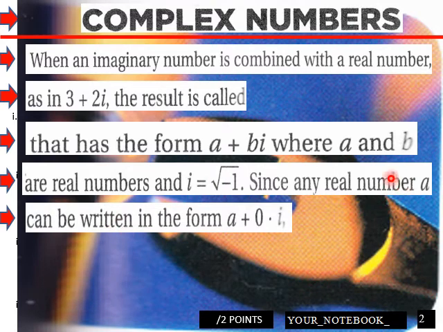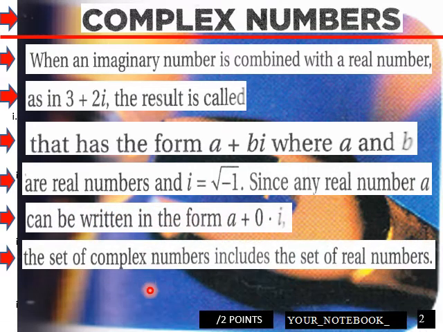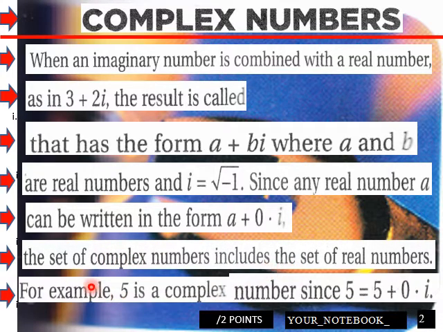That has the form a plus bi, where a and b are real numbers, and i equals the square root of -1. Since any real number a can be written in the form a plus 0 times i, the set of complex numbers includes the set of real numbers. For example, 5 is a complex number since 5 equals 5 plus 0 times i.